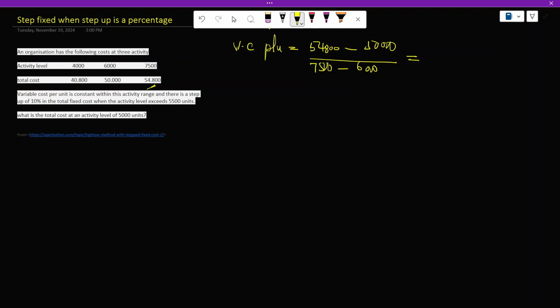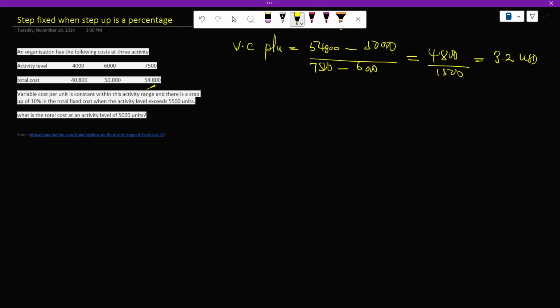So the variable cost per unit will be 54,800 minus 50,000 gives us 4,800 divided by 1,500 units. And 4,800 divided by 1,500 gives us 3.2 US dollars. That is the variable cost per unit.